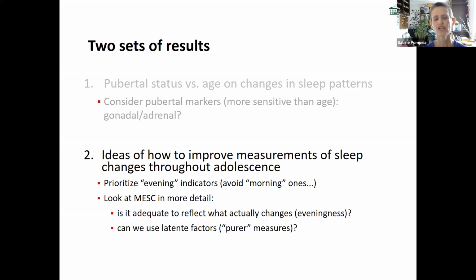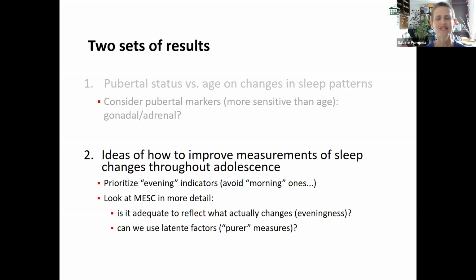It's also important, I think, to look at the morningness-eveningness scale for children, or for pediatric populations, or better, to see if it's really an adequate measure to reflect what's really changing in adolescence, and whether we can use latent factors of these changes in sleep patterns, because latent factors are considered purer measures of whatever it is that they're trying to measure.